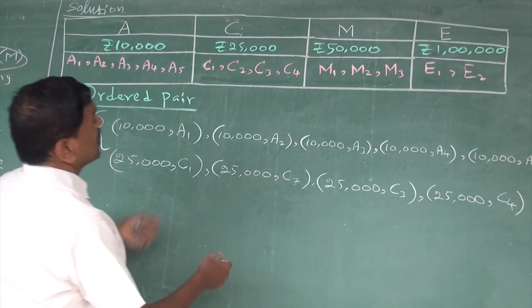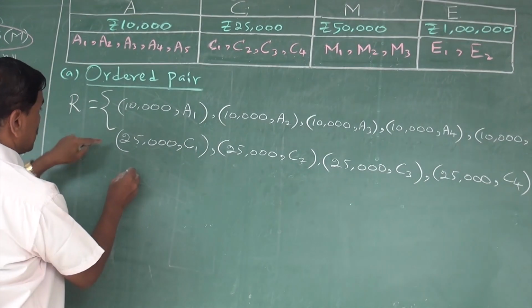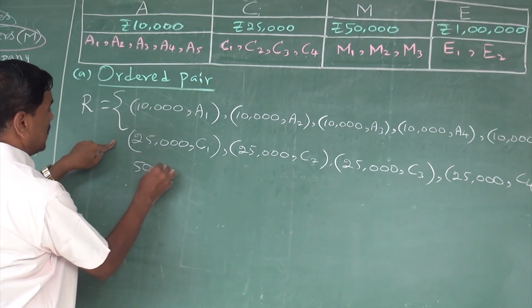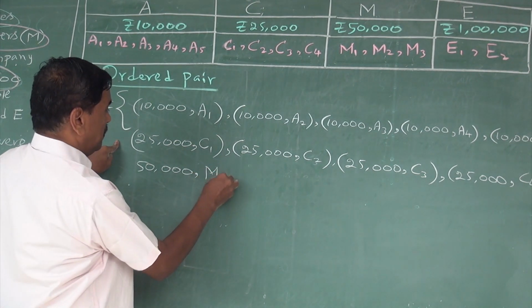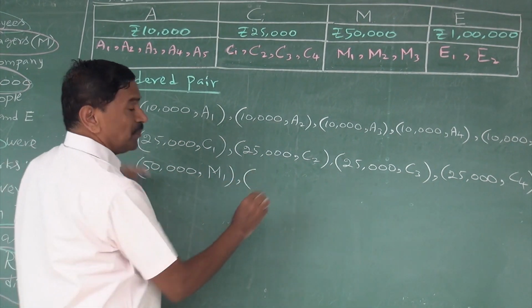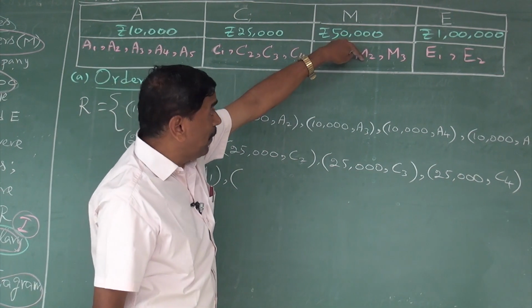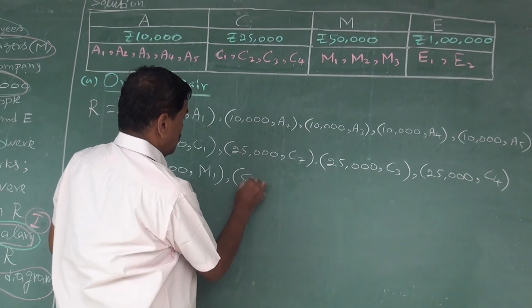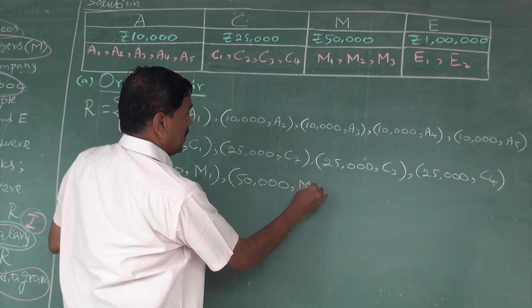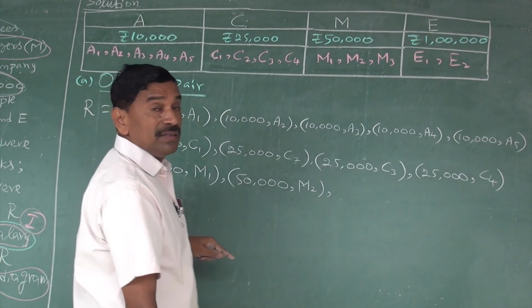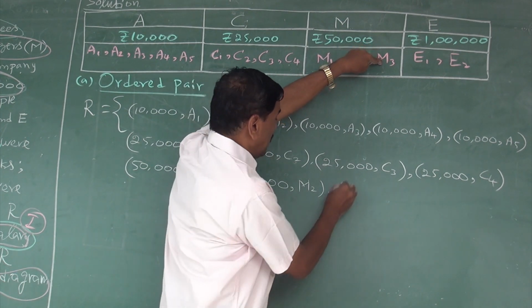Yes, that is 50,000 related to manager 1. So the third row is given by rupees 50,000 is related to manager 1, comma, rupees 50,000 is related to manager 2, comma, rupees 50,000 is related to manager 3.